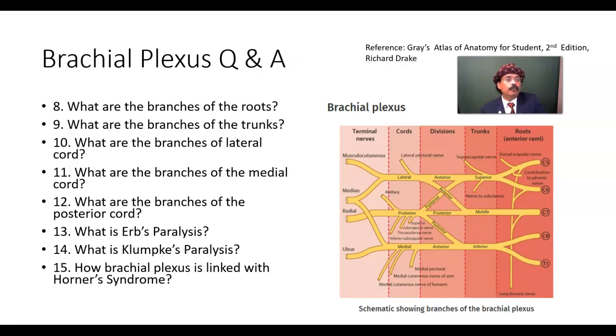Okay, because supraspinatus, deltoid will not get innervation. Biceps, brachioradialis even may not get innervation. Okay, so it will be Waiter's tip sign. Okay, so medially rotated, the hand will be pronated. It is called Waiter's tip sign in Erb's paralysis.